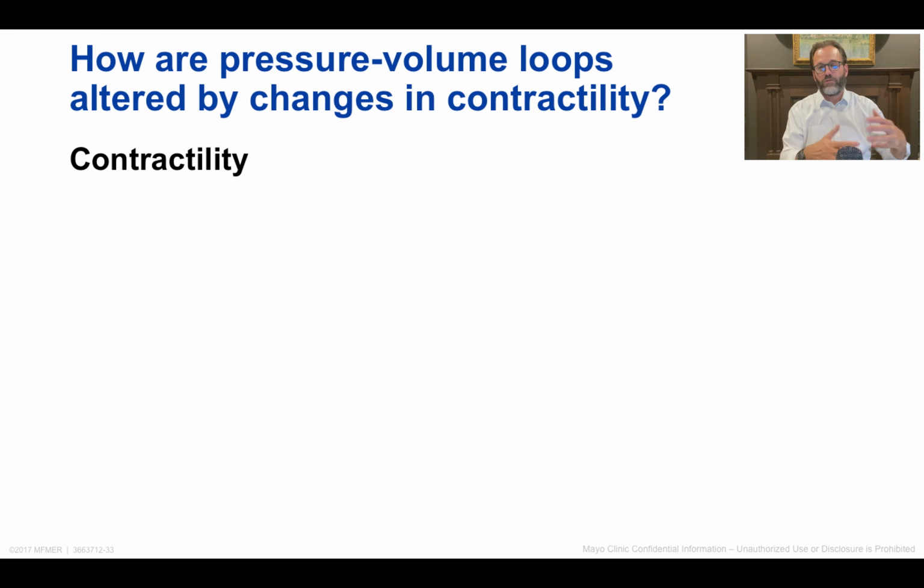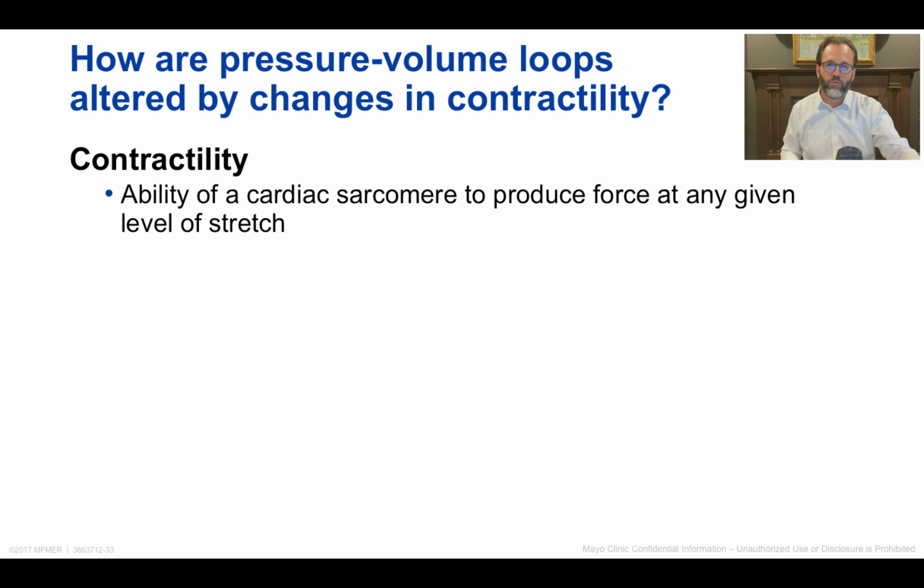So now you say, well, okay, so hopefully the intrinsic regulation of myocardial function and ventricular function is becoming clear. But then the question is, well, how are these pressure-volume loops altered by changes in contractility? And so when we're looking at the definition of contractility, that's going to be the ability of a cardiac sarcomere to produce force at any given level of stretch.